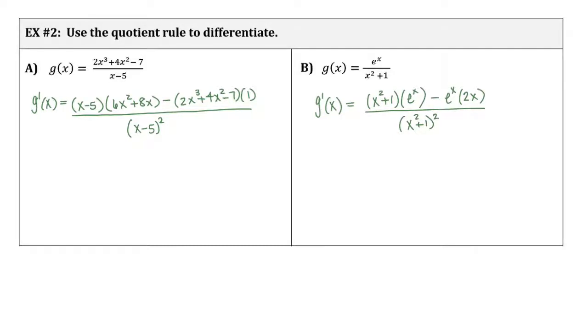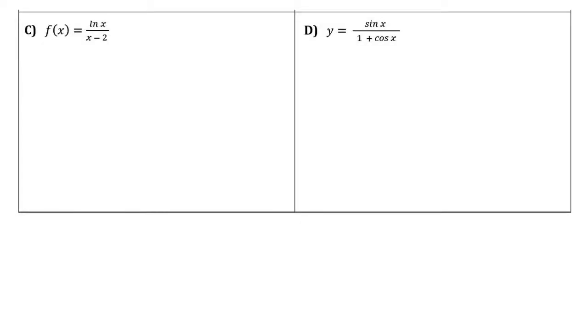All right, moving on. Okay, and again, more practice. The more you do, the better you're going to be. So here, f prime at x, you're going to have the bottom times the derivative of the top. The derivative of natural log of x is 1 over x, and then minus top times derivative of the bottom, which is 1, all over the bottom squared.